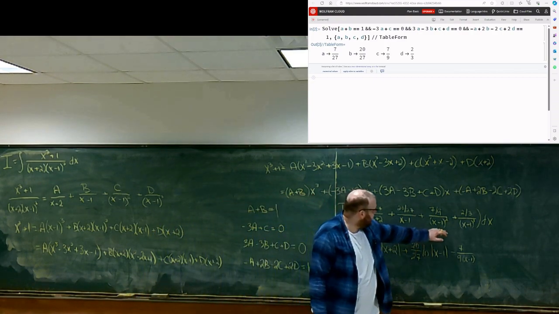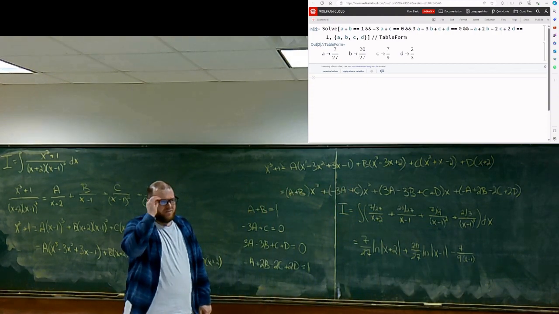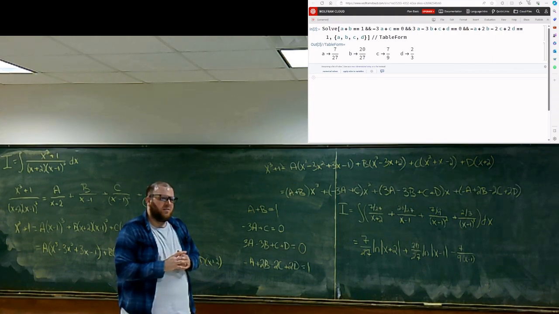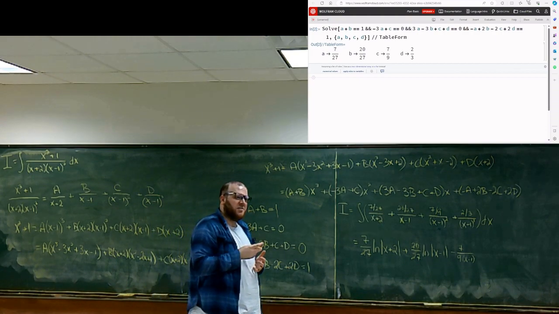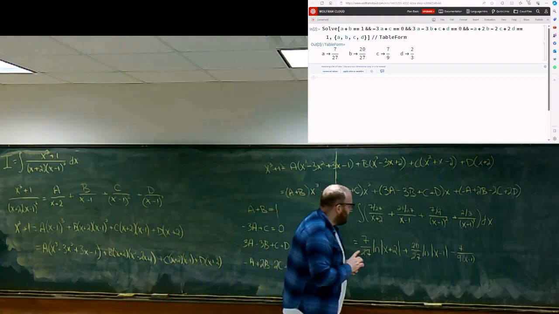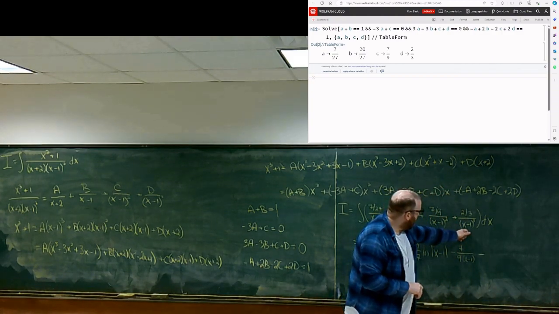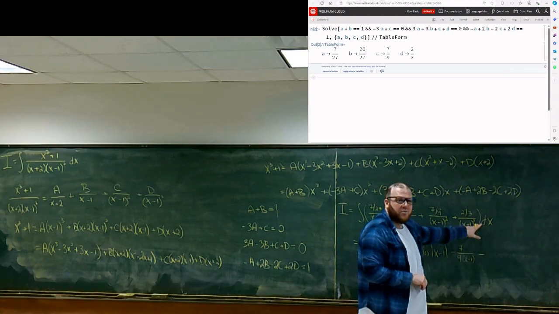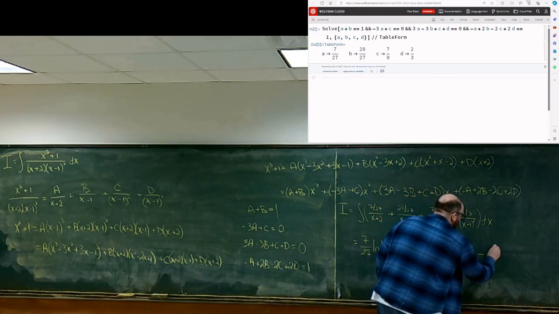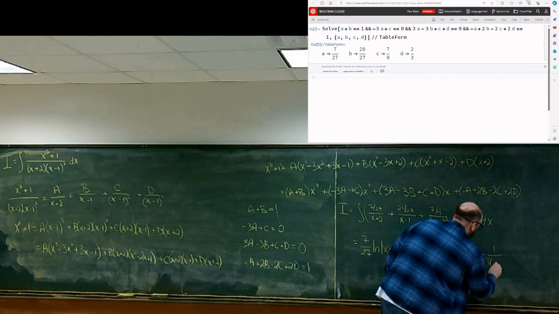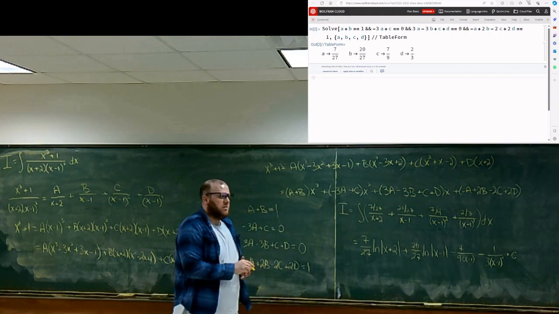This antiderivative is negative 1 over x minus 1, right? The antiderivative of u to the minus 2 is minus u to the minus 1. Minus 1/3, right? Because I'm going to be dividing by a negative 2. 2 over negative 2 is minus 1. So minus 1 over 3 times x minus 1 squared, plus c.